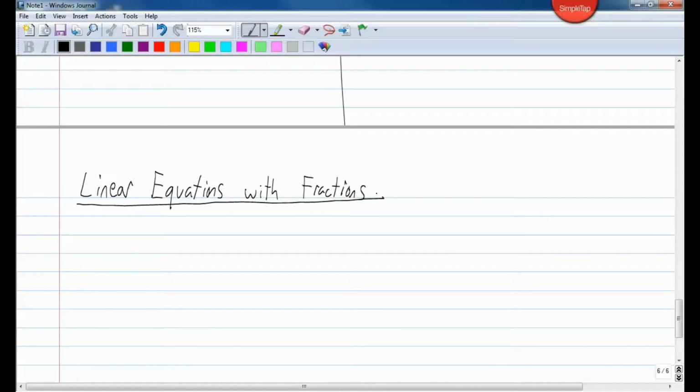All right, now for more of the bad word, fractions. Hopefully it's not too bad. Let's look at linear equations with fractions. All right, before I actually look at a linear equation with fractions, let's just look at some constants, meaning terms without variables, with fractions.